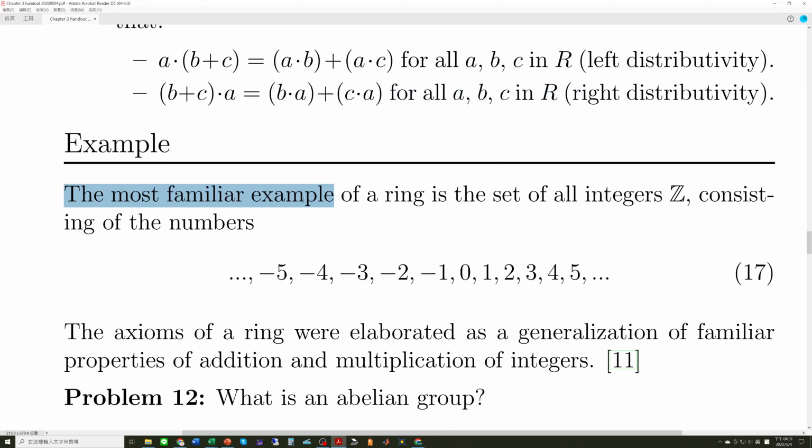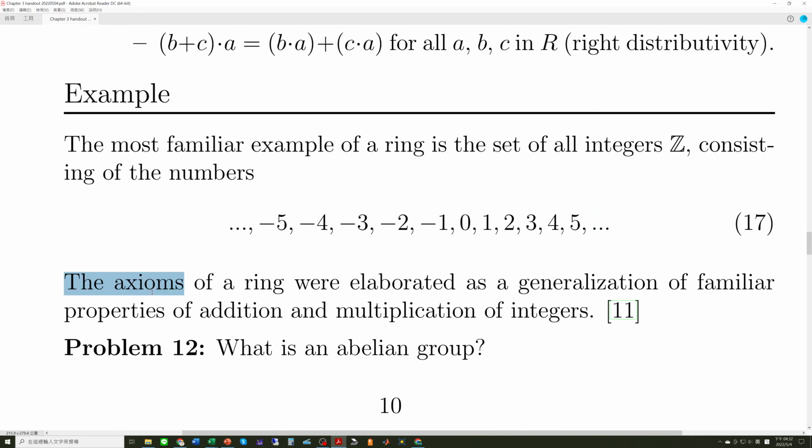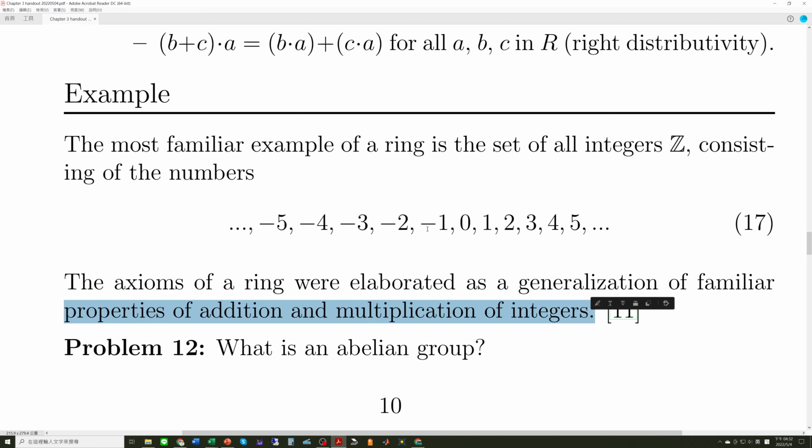The most familiar example of a ring is the set of all integers Z, consisting of the numbers dots, -5, -4, -3, -2, -1, 0, 1, 2, 3, 4, 5, dots. The axioms of a ring were elaborated as a generalization of familiar properties of addition and multiplication of integers.